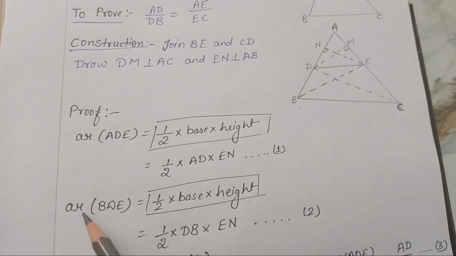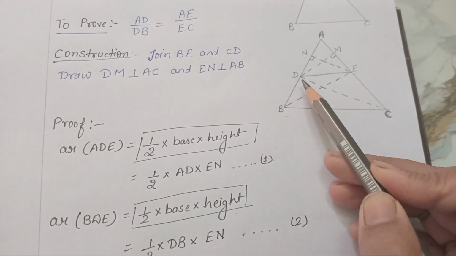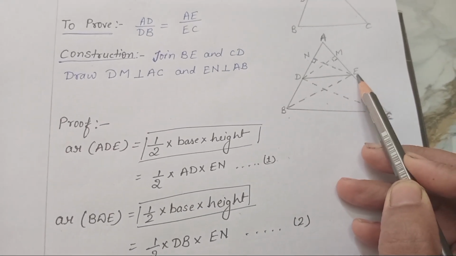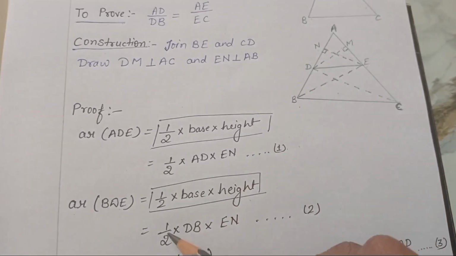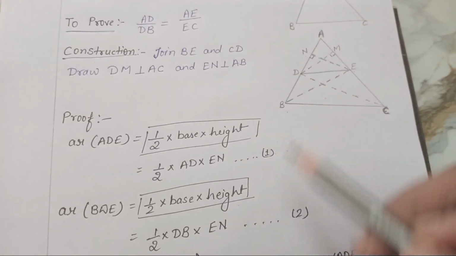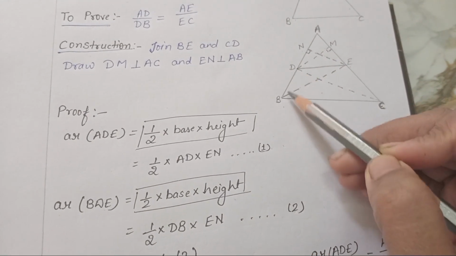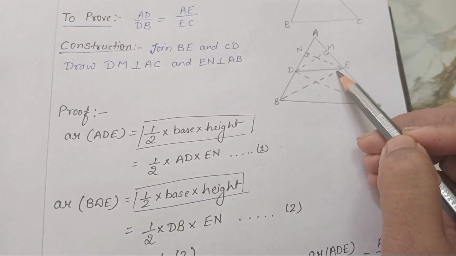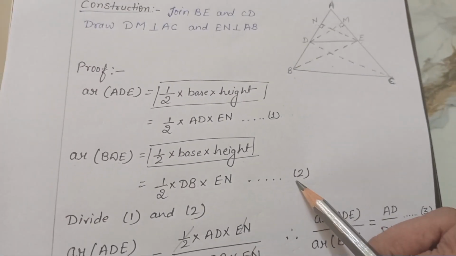Next, area of triangle BDE. Again, same formula, half into base into height. Half, base in this triangle is DB, into EN. EN is the height. This is the second equation.